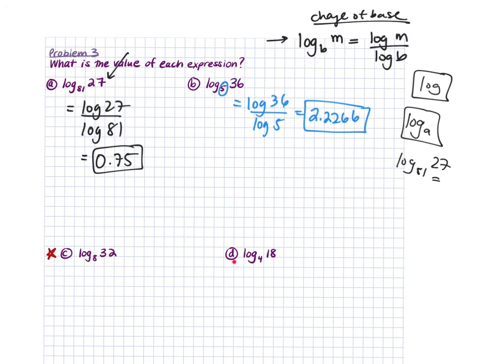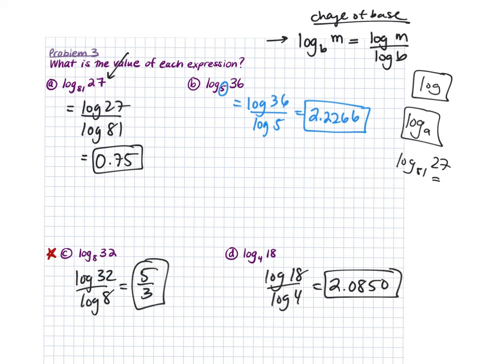So press pause and try these on your own and then check back for the solution. Okay, so here you get like 1.666666, and that's just a fraction, 5 over 3. And then this becomes 2.0850. All right, that's it. Time for practice. Enjoy.